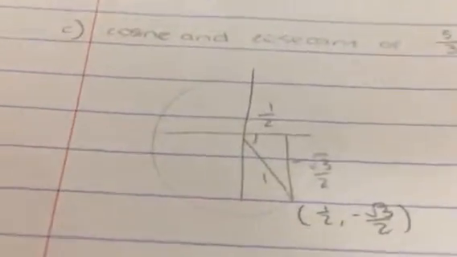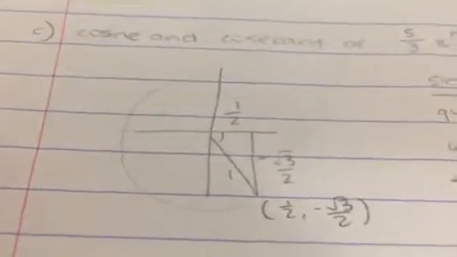And then cosecant is 1 over sine, the reciprocal of sine. Sine is opposite over hypotenuse, so cosecant would be hypotenuse over the opposite side. The hypotenuse is 1 and the opposite is negative root 3 over 2, so 1 over negative root 3 over 2 is equal to negative 2 over root 3, which is negative 2 root 3 over 3. Or you could just do 1 over the y value. It's the same thing.